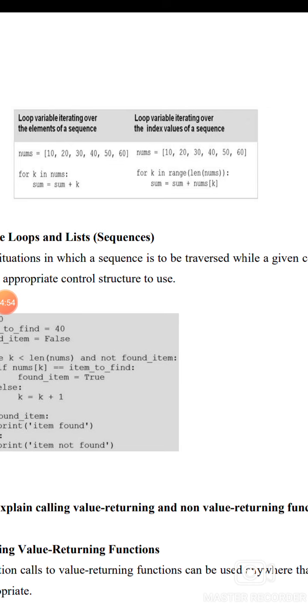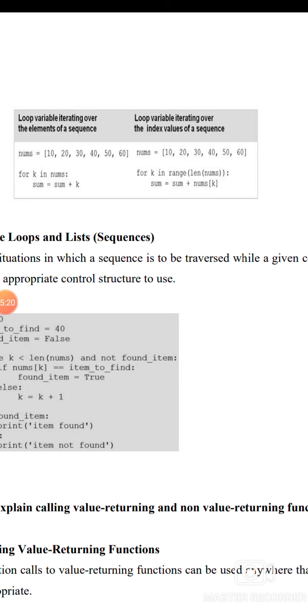In loop iterating over sequence elements, nums equals 10 to 60, the given values. For k in nums: sum = sum + k. Nums is storing the values 10 to 60, so we are adding 10 plus 20 plus 30 plus 40 plus 50 plus 60. We have the sum value.